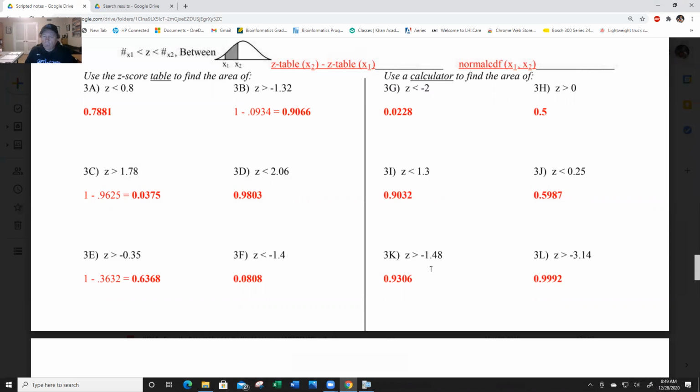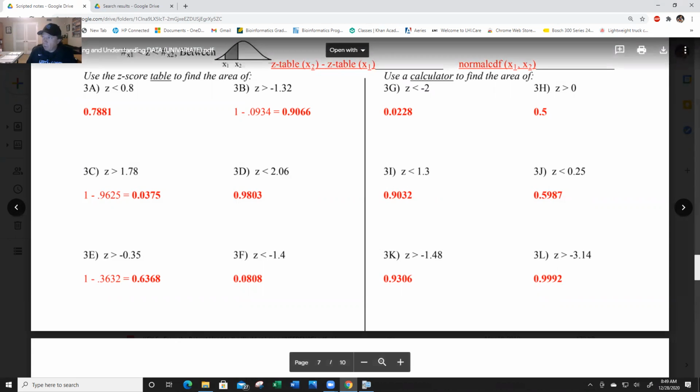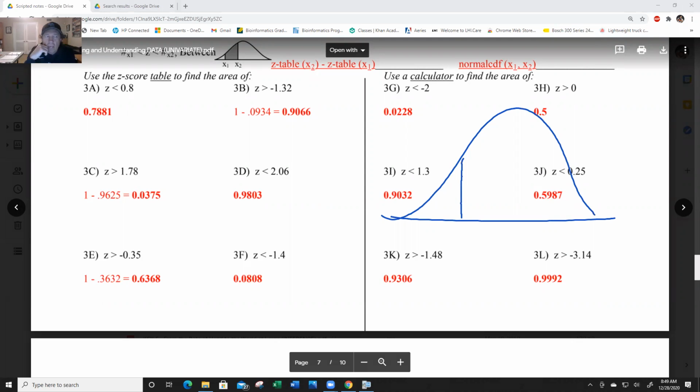The area greater than negative 1.48. That's going to be a pretty large area if you think about it. Let me draw that out. The area above negative 1 is 84%. So negative 1.48 down here, it's pretty deep in the tail, so the area is going to be 90%-ish, all right?